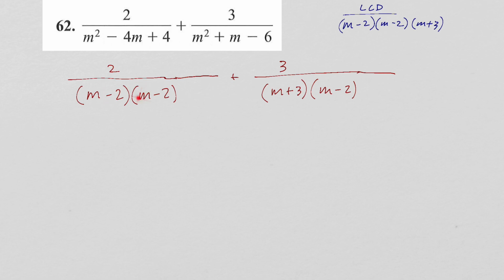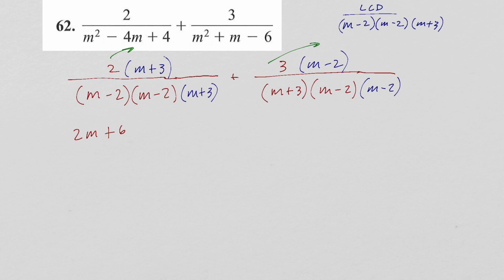Anyway, to get this to look like this, I need to multiply by m plus 3. And I'll do that in the numerator as well. To get this to look like this, I need to multiply by m minus 2. So I'll do that in the numerator as well. Now I'll distribute this, and we're going to get 2m plus 6. I'll distribute this, and we'll get a positive 3m minus 6.